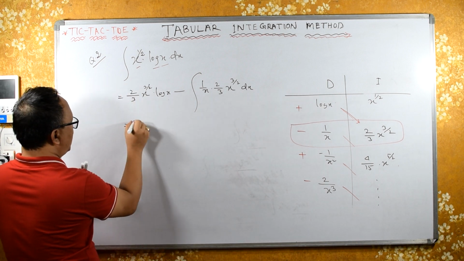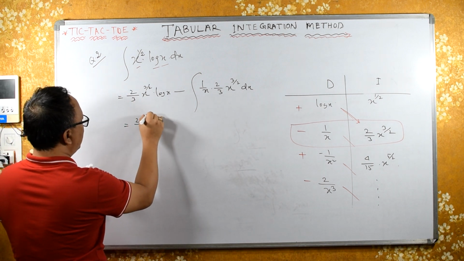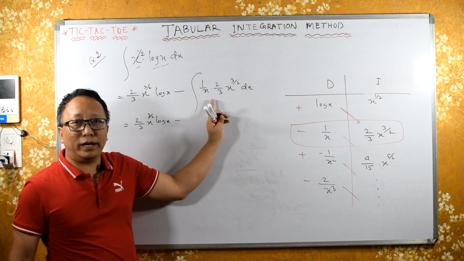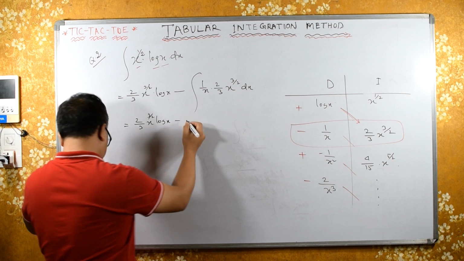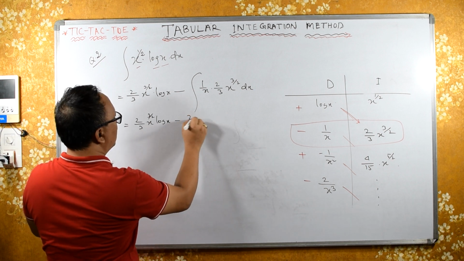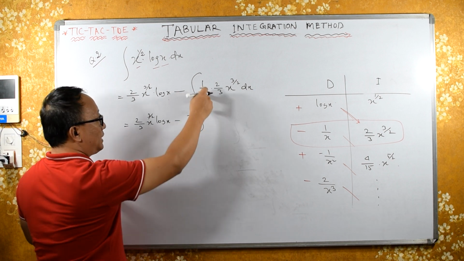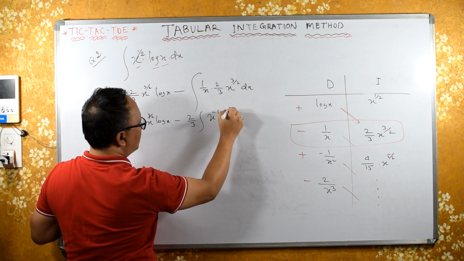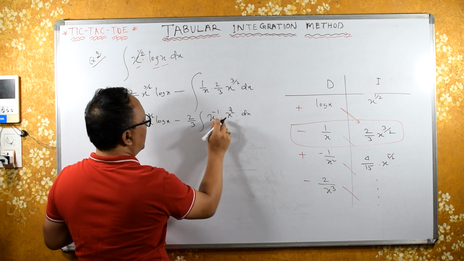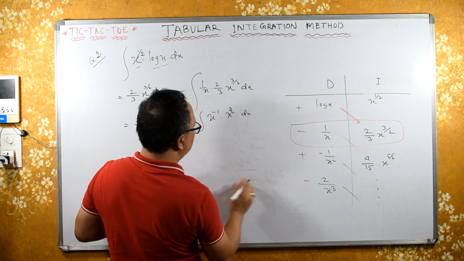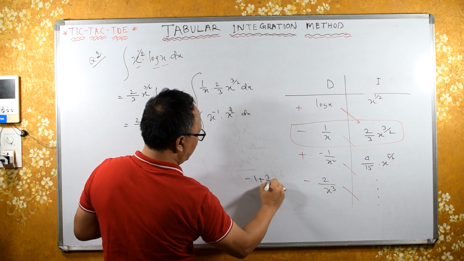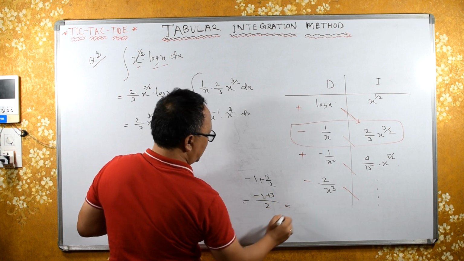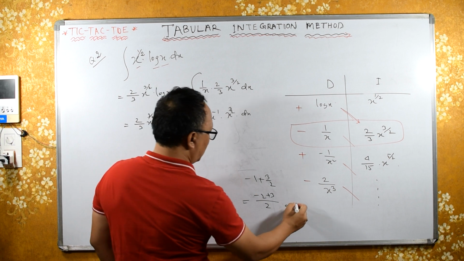Now this is the same as 2 by 3 x raised to 3 by 2 log x minus 2 by 3, which I can send outside since it is constant, 2 upon 3. Now this 1 by x is the same as x raised to minus 1, and this is the same as x raised to 3 by 2 dx. Now if the bases are equal, we can add the indices, meaning minus 1 plus 3 by 2 is the same as minus 2 plus 3 upon 2, which is 1 upon 2.